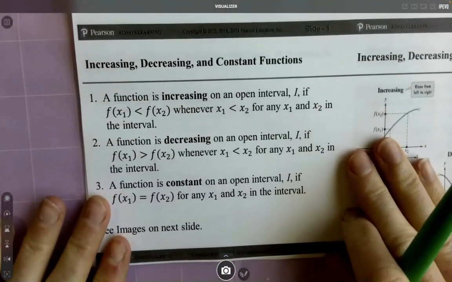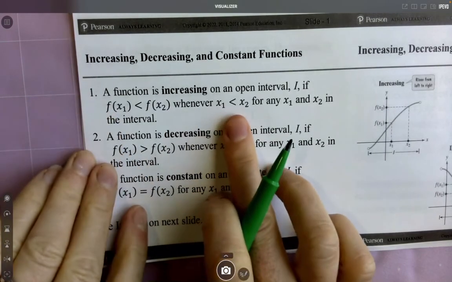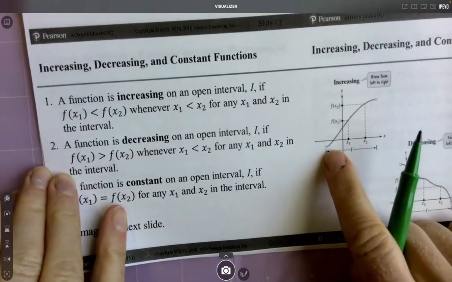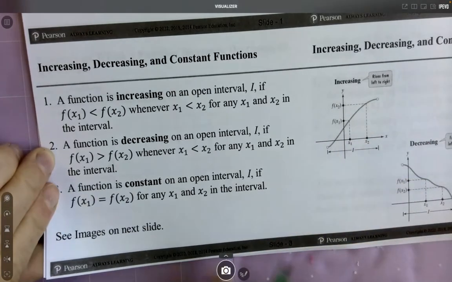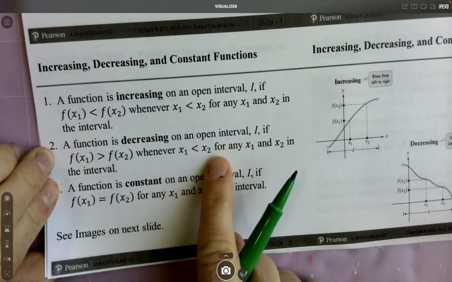So here's the information on when functions are increasing and decreasing. A function is increasing on an interval if f of x1 is less than f of x2 when x1 is less than x2, for any x1, x2. So if you look at the graph, it's easy to see where it's increasing. Here's a decreasing function. We have a greater than symbol with x1 less than x2.